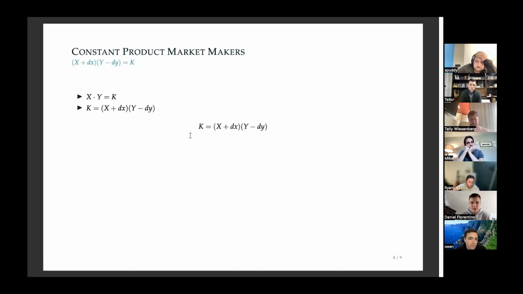So if we do some algebra here, we can solve this for dx. First we're going to multiply these two things: first times first, first times second, second times first, second times second. And we get K equals all of this.